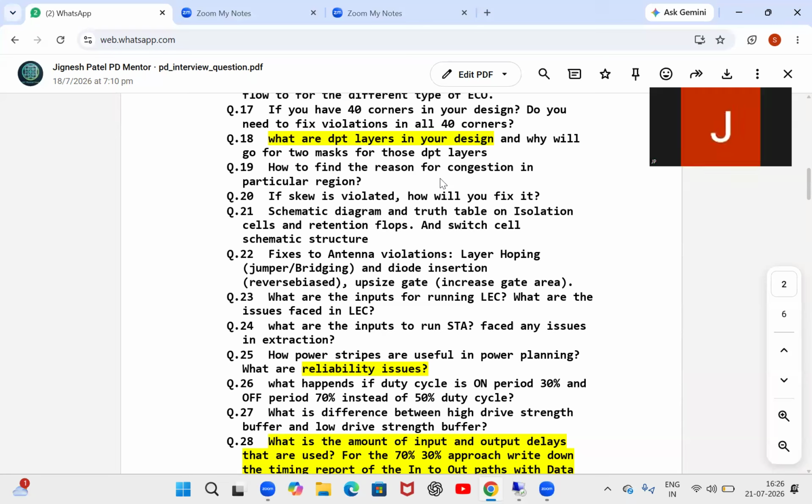See, first of all, you will open the GUI, right? You will load the congestion map and understand the hotspots. We have a report for congestion map hotspots. Right. Okay, so I mean this is the expectation.